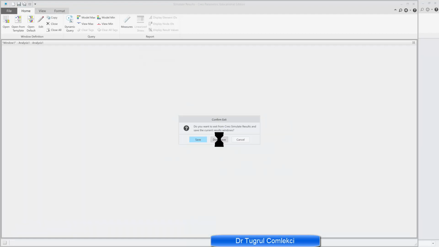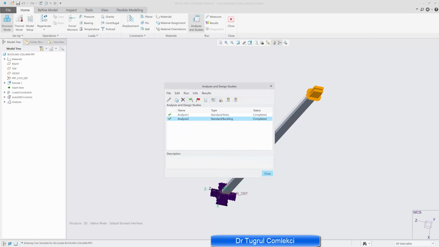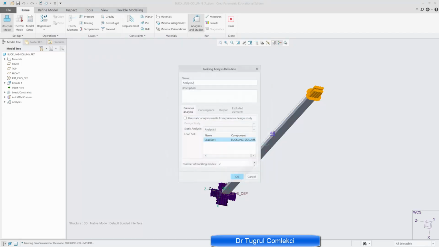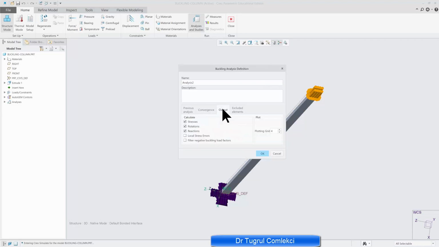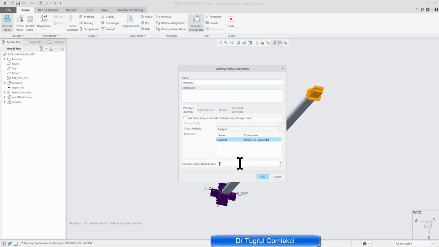In buckling analysis, we are simply taking the standard static analysis. If you look at the definition, it's specified as analysis 2, and it uses analysis 1 and load set 1, and convergence is as usual, 9th order polynomial, 5% convergence, etc. It's also buckling load factor converging. The outputs are stresses, rotations, and reactions, and we don't have any excluded elements in this model. So that's the definition of the buckling analysis, and we can extract two buckling modes from this, the two modes that we looked at in the Excel spreadsheet beforehand.